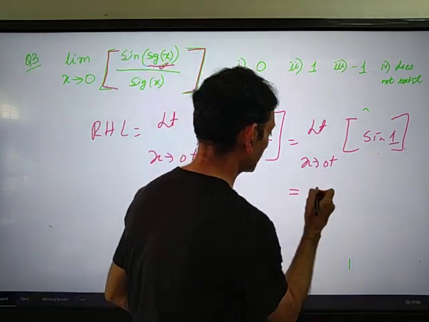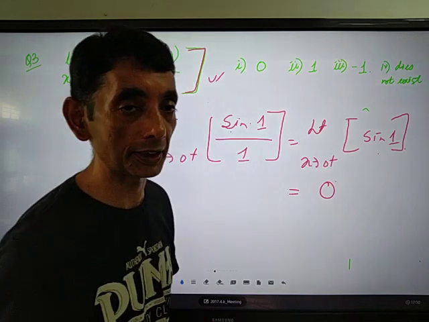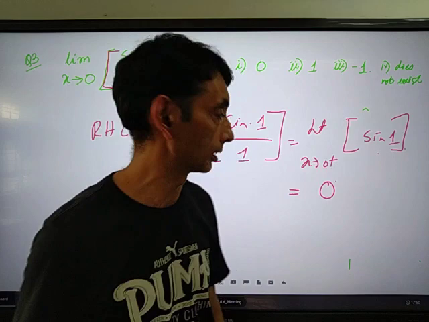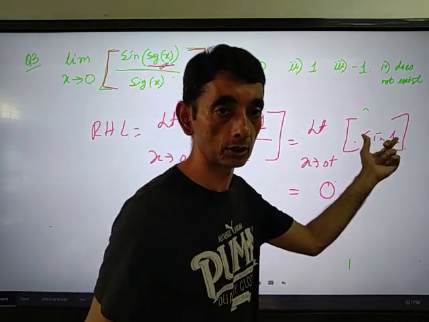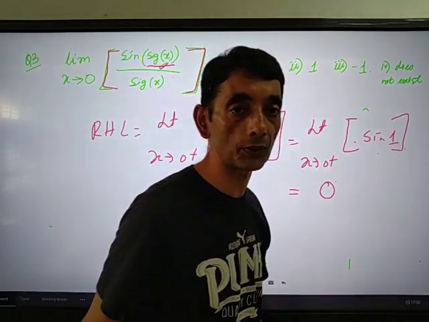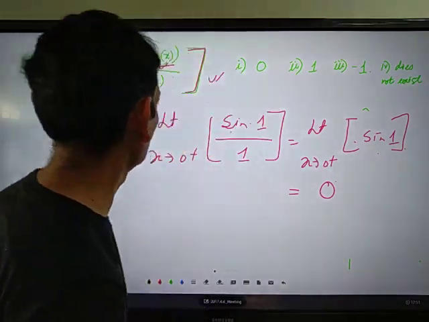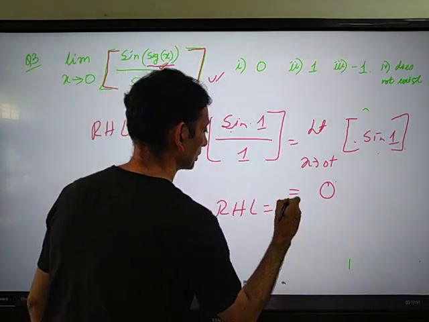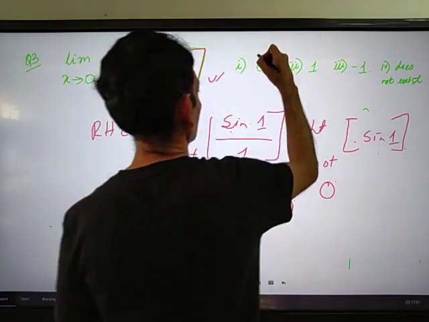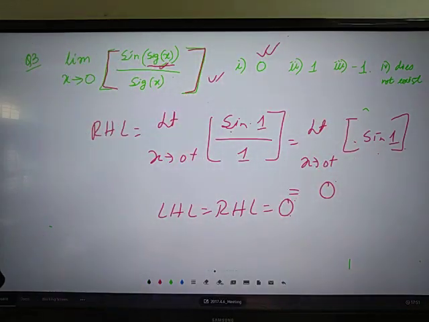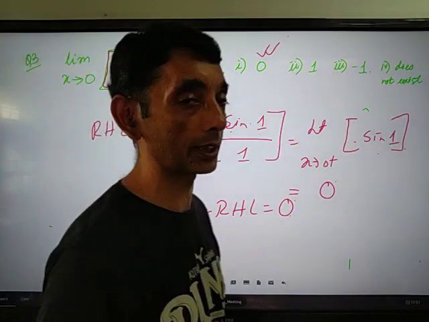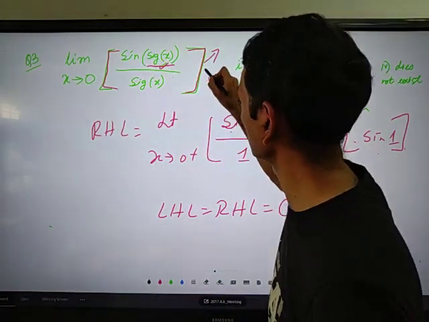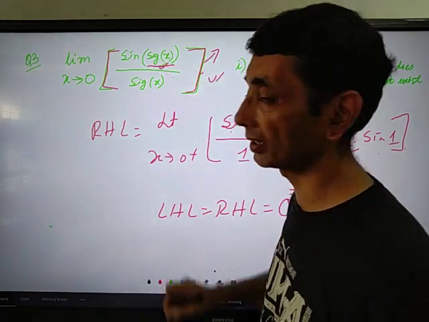The greatest integer value function of sine 1 radian, or sine approximately 57 degrees, comes with fractions. So the value of the greatest integer function of sine 1 is equal to 0. Hence the left hand limit and right hand limit are both equal and equal to 0. So this option is correct. This is also another very important question, asking about the concept of the greatest integer value function and the signum function.